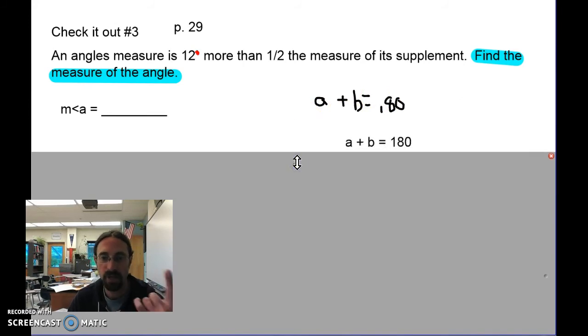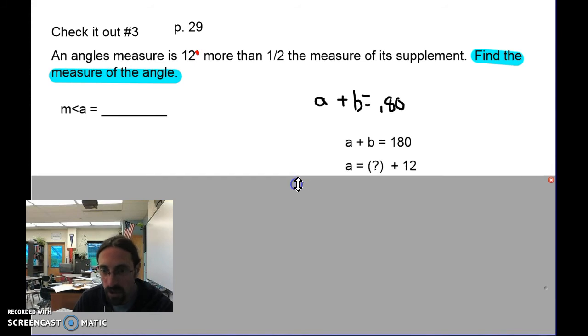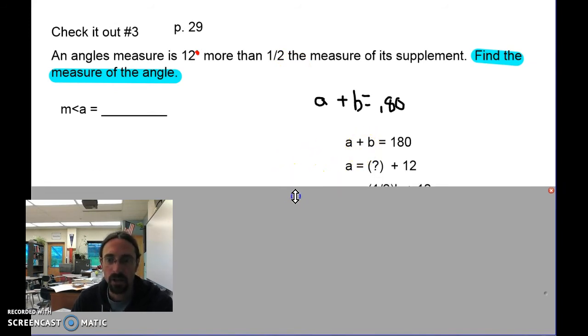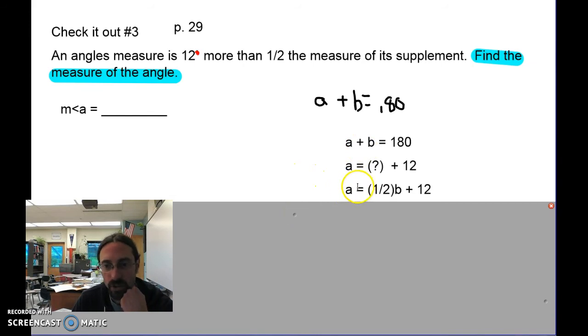First of all, A plus B equals 180, right? Two angles. And it says here an angle's measure is 12 more than... So the measure of angle A equals 12 more than something, so it's something plus 12. Well, what's the something? Half the measure of its supplement. Half the measure of the supplement would be half of B. Whatever B is, it's half of it. So how you'd write that is A equals 1/2 B plus 12.